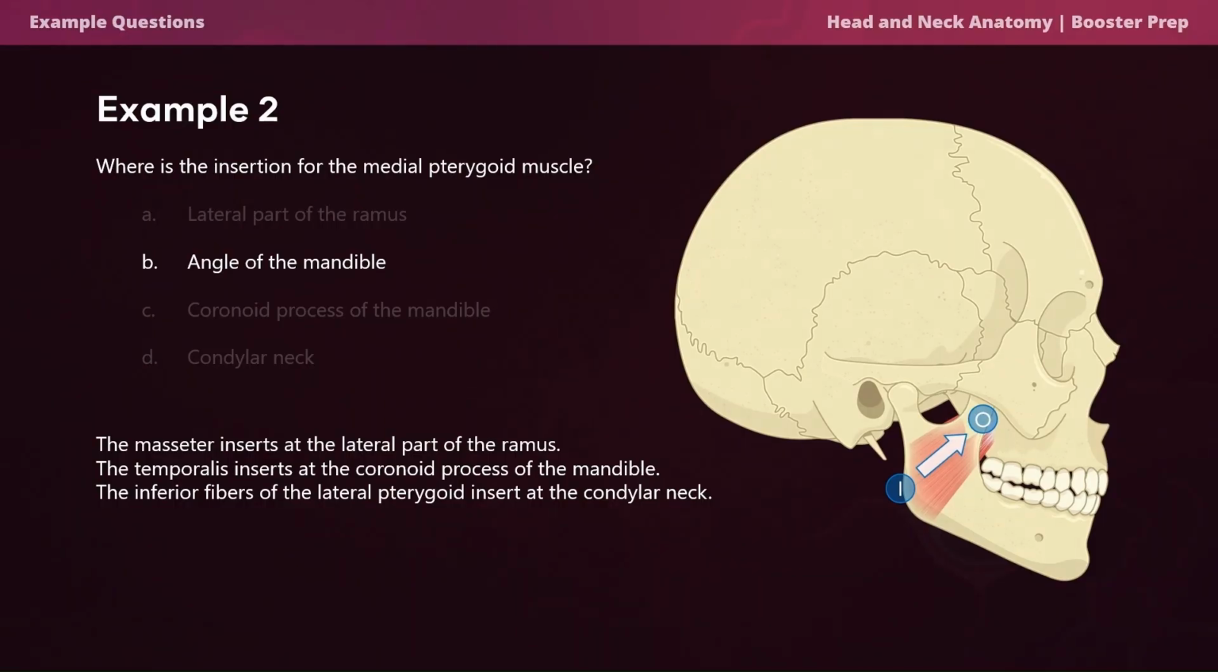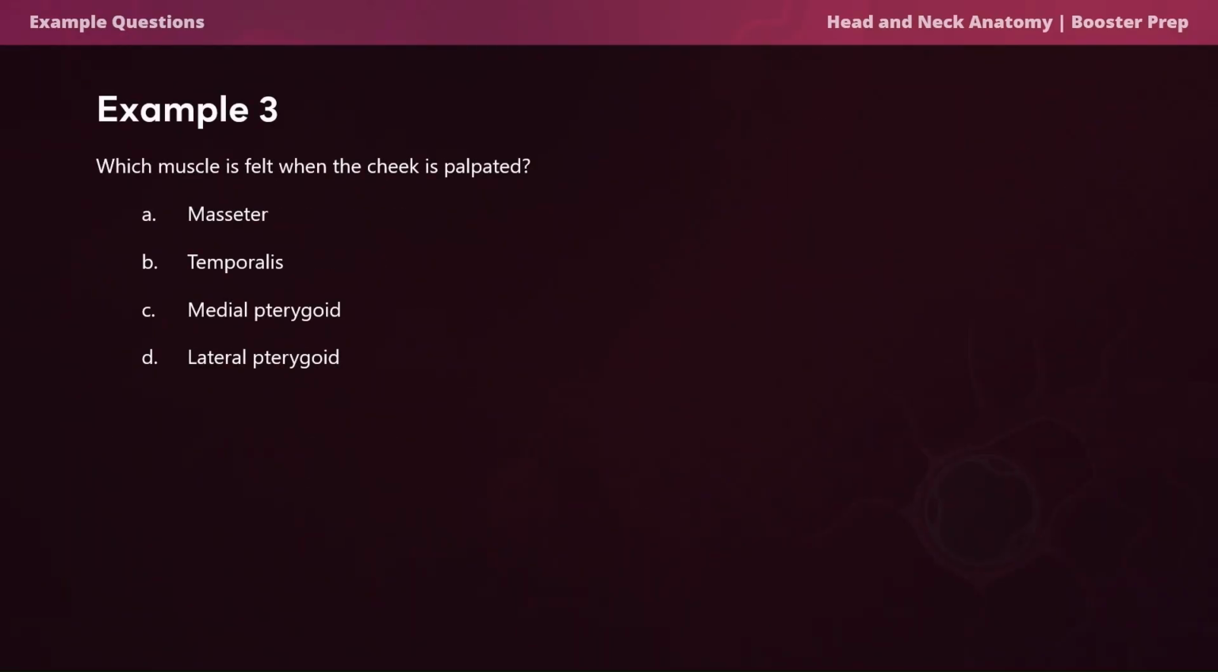And if you've been counting along at home, the next one is example question 3. Which muscle is felt when the cheek is palpated? So again, the answer choices are the usual suspects, but the correct answer is A, the masseter. So the temporalis is palpated on the temple area of the head. The medial and lateral pterygoids are difficult to palpate, but can sometimes be palpated intraorally.